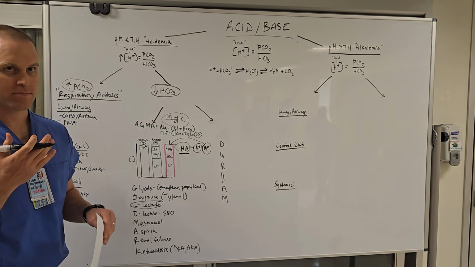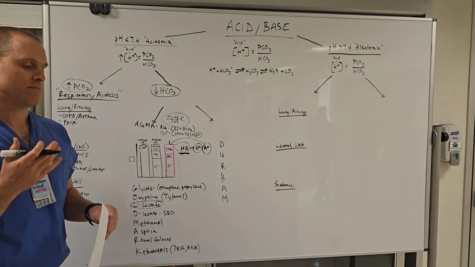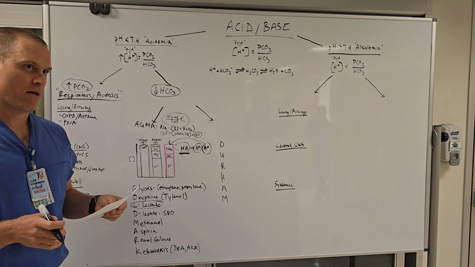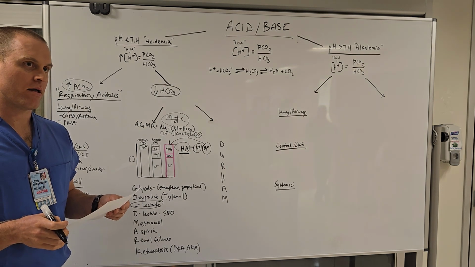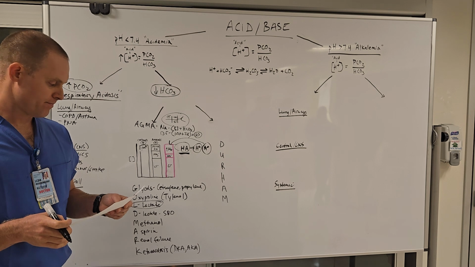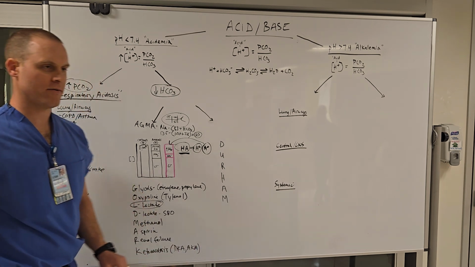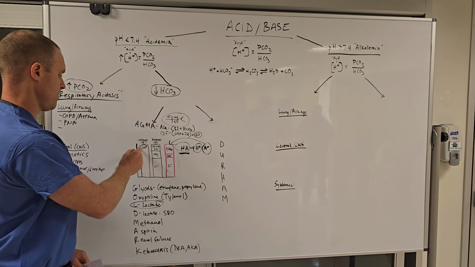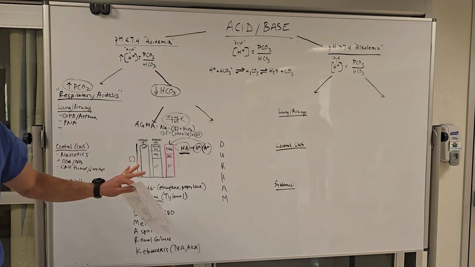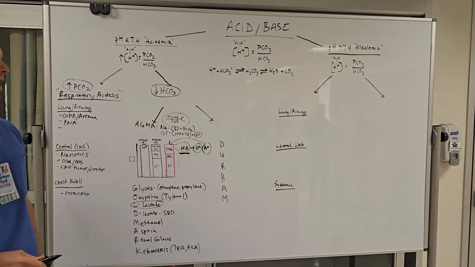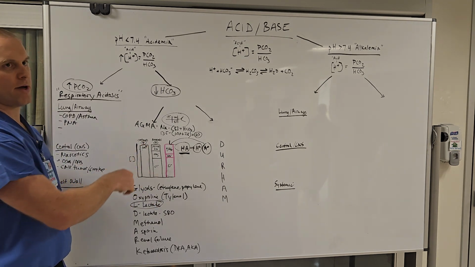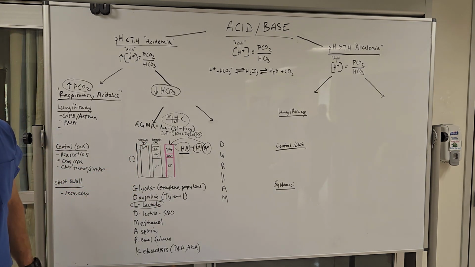Cool? Make sense? Alcoholic ketoacidosis? Is that like ethanol? Yeah, yeah. And then you can also get starvation ketosis. Cool. That's probably the most complicated part of this, but just understand that that's what's going on to create your anion gap.